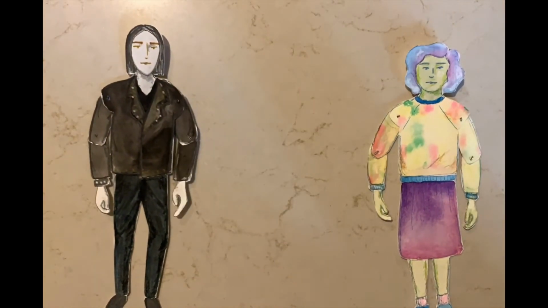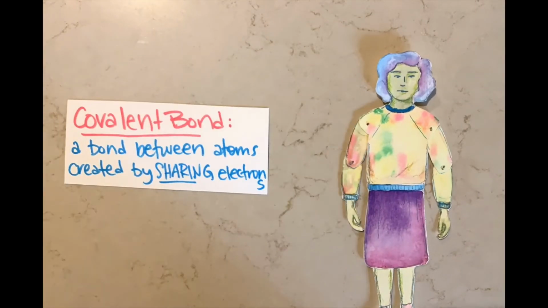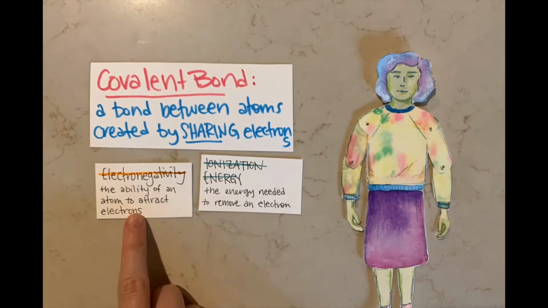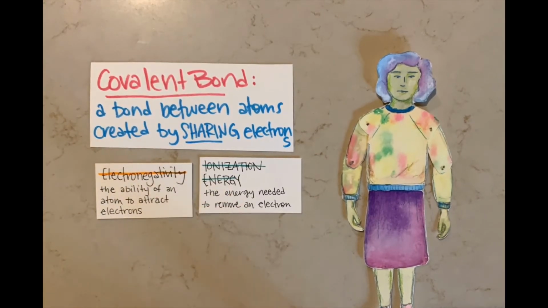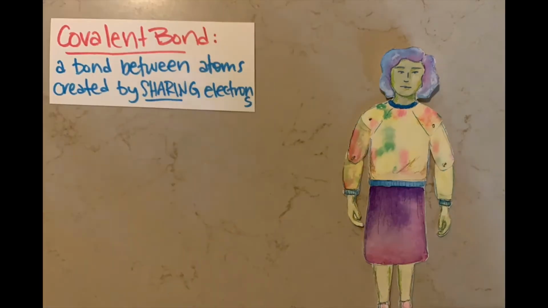Nonmetals and metals can also bond with themselves. When nonmetals bond with other nonmetals, we call it a covalent bond. Since nonmetals have such a strong grip on their electrons, remember those terms electronegativity and ionization energy, they won't give them away to another atom. Instead, nonmetals share their outermost or valence electrons with each other to create bonds.